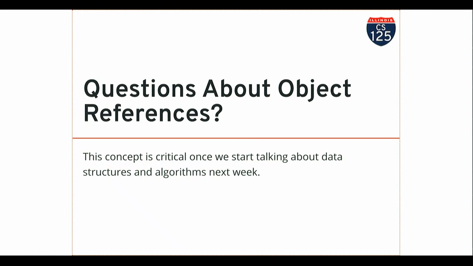Okay. So, last call for questions about object references. Again, this is something that next week, when we start talking about data structures and algorithms, becomes really critical. The core data structures that we talk about in this class, lists, trees, and maps, essentially exist to store references to objects, but to store them in a way that allows us to do some cool things. So this is an important concept to wrap your mind around.